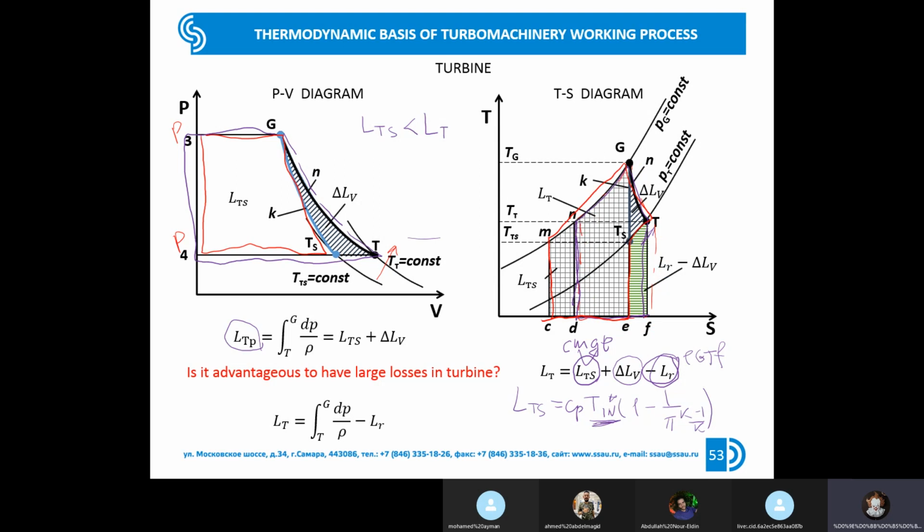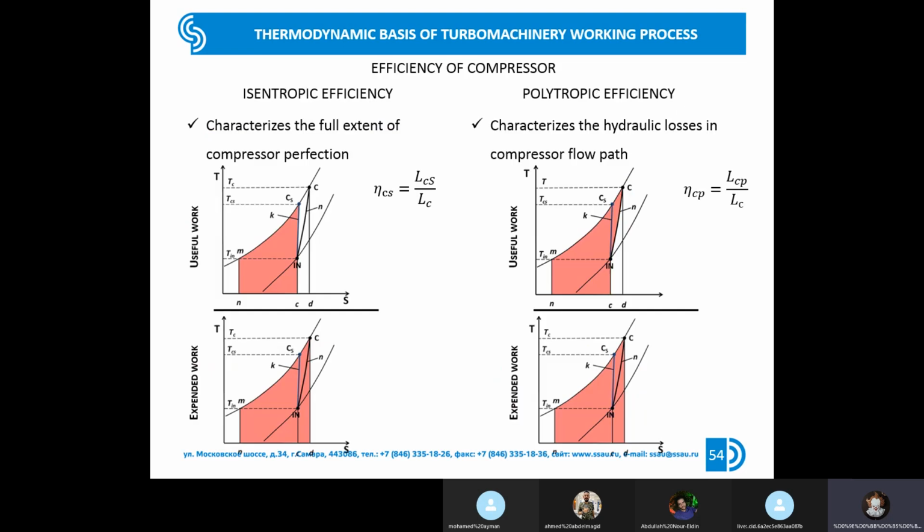So that's all about the energy transformation in the turbine stage. So we discussed the energy transformation. That's why we could speak about the efficiency, of course.